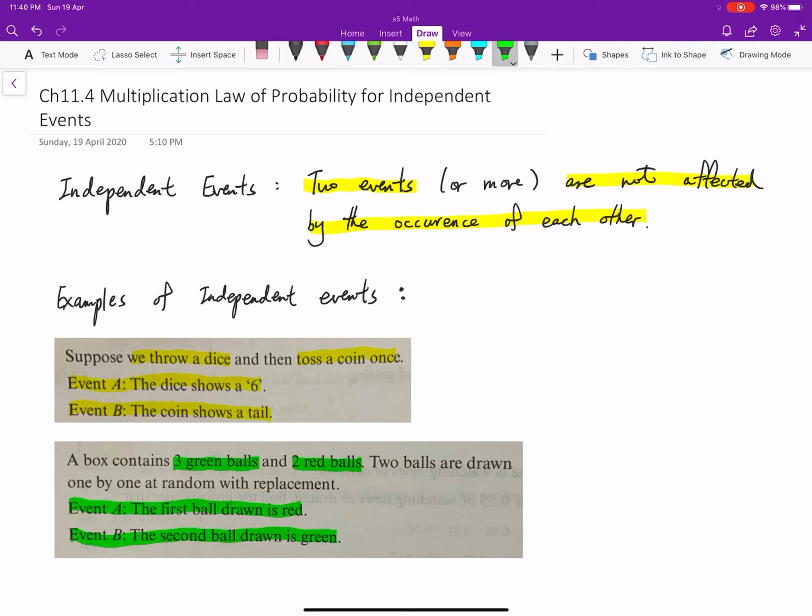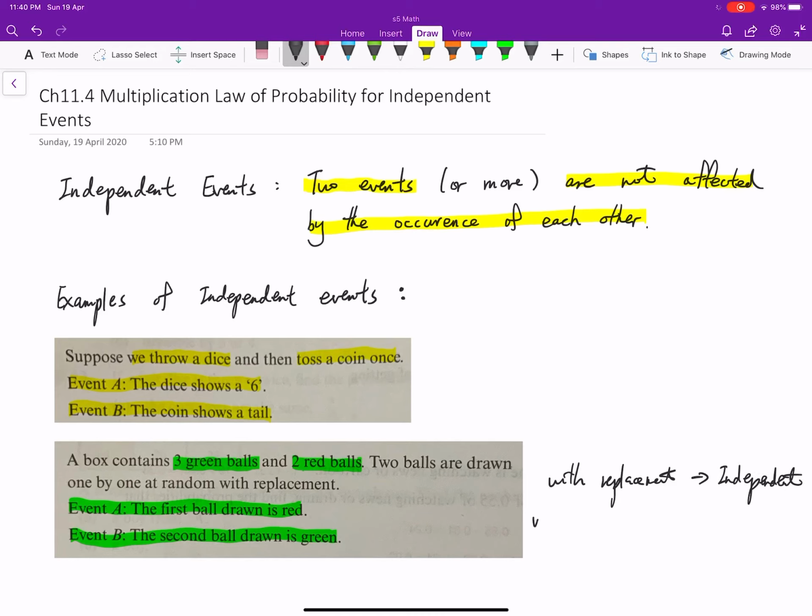So in this situation, if you take a red ball as the first one, then you will put this red ball into the box again. And then you take the second ball. It means for the first draw and the second draw, there are also 3 green balls and 2 red balls in the box, no matter what you have drawn for the first one, right? So this is also independent. This is quite a good example because if it's with replacement, it is independent.